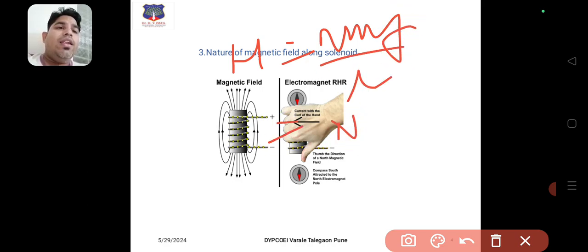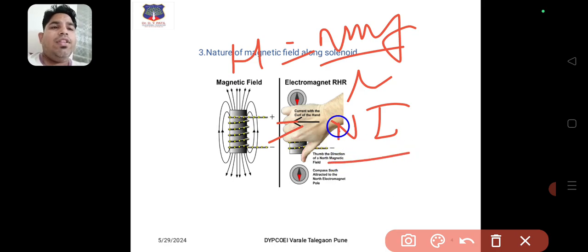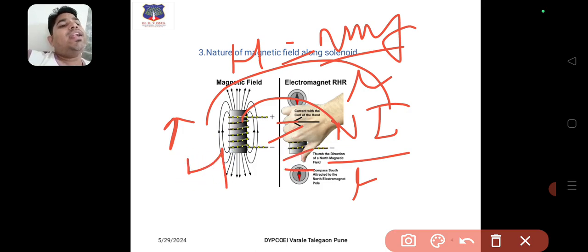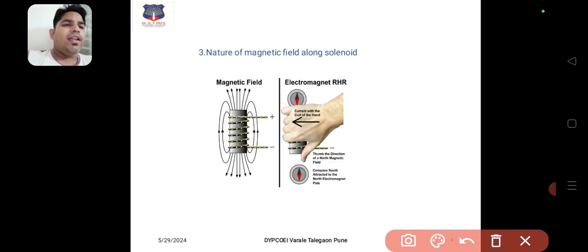So N I divided by L: we have N, we have I because current is passing through it, and we have the length. It's a linear length, so we write L. What will be the field strength of that solenoid? H is equal to NI divided by L. Many times this question is asked in the exam, the nature of magnetic field along the solenoid. What is the solenoid concept? A wire is wound around the core and the supply is fed to it; after that, magnetic flux is generated around it, and we find the magnetic field strength, MMF divided by L.